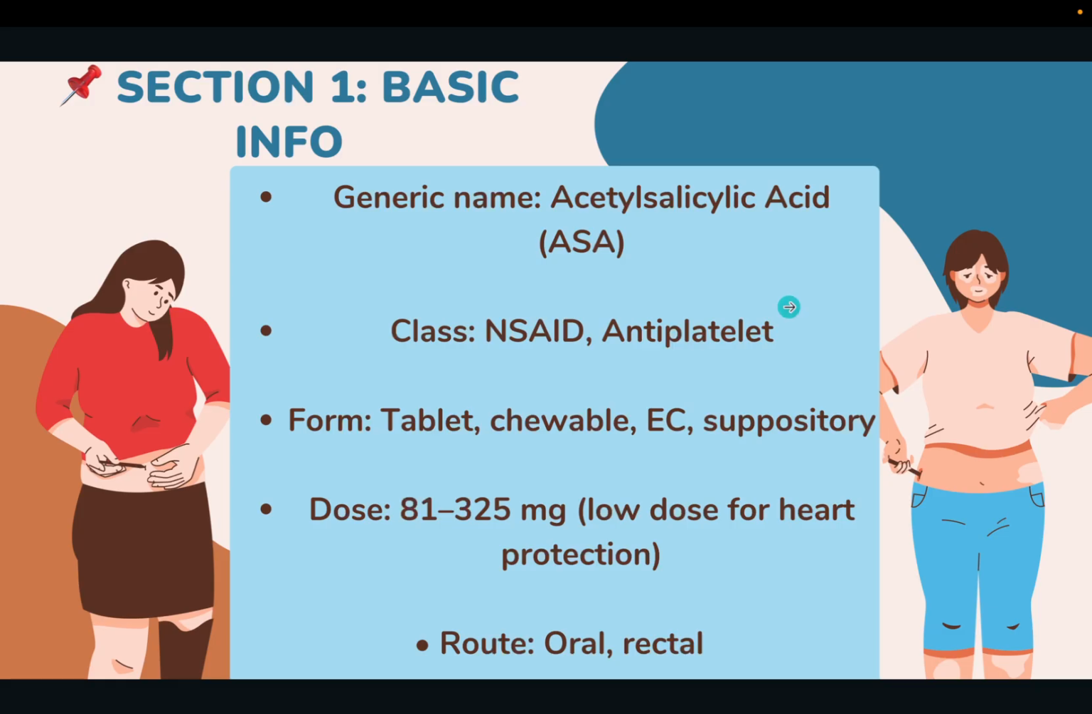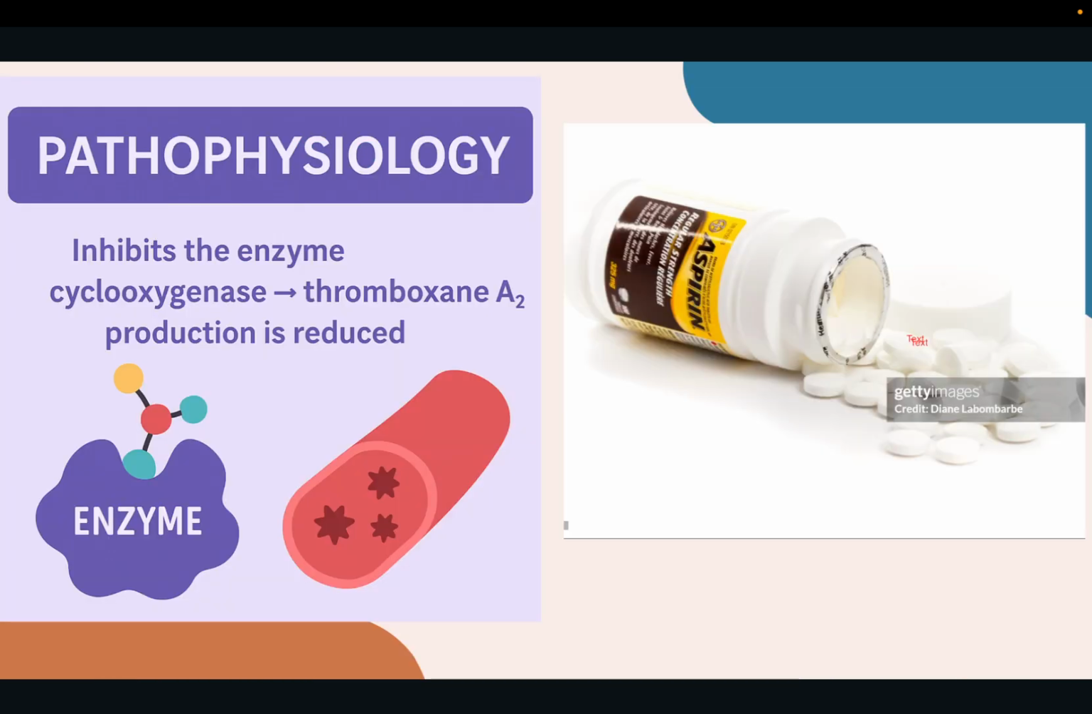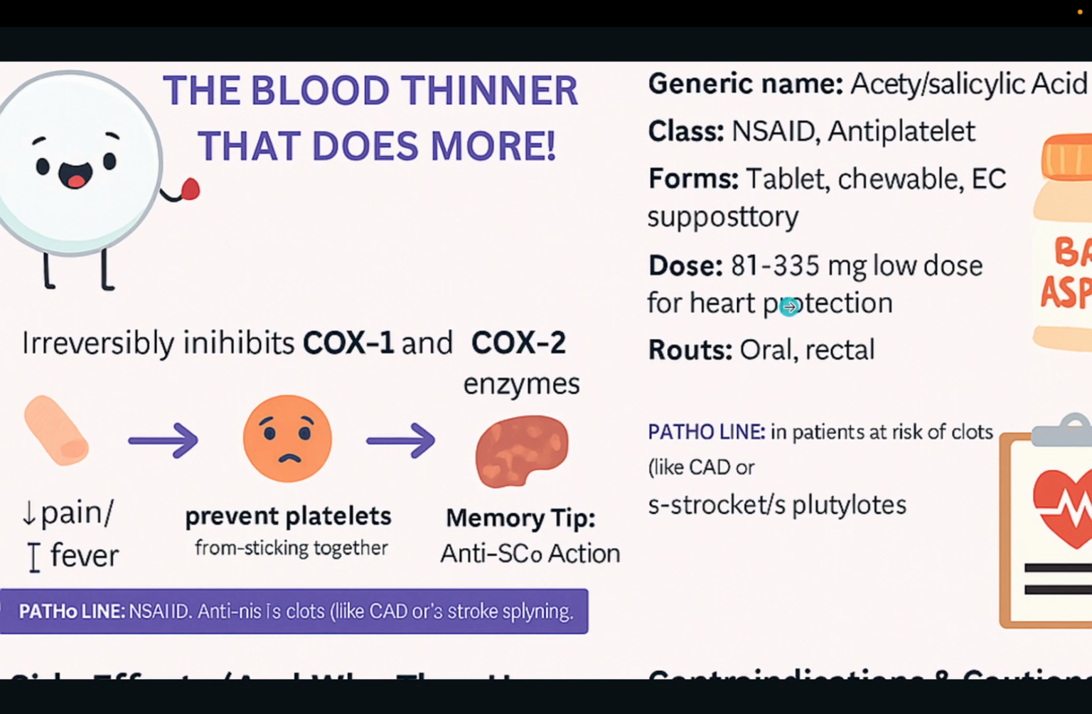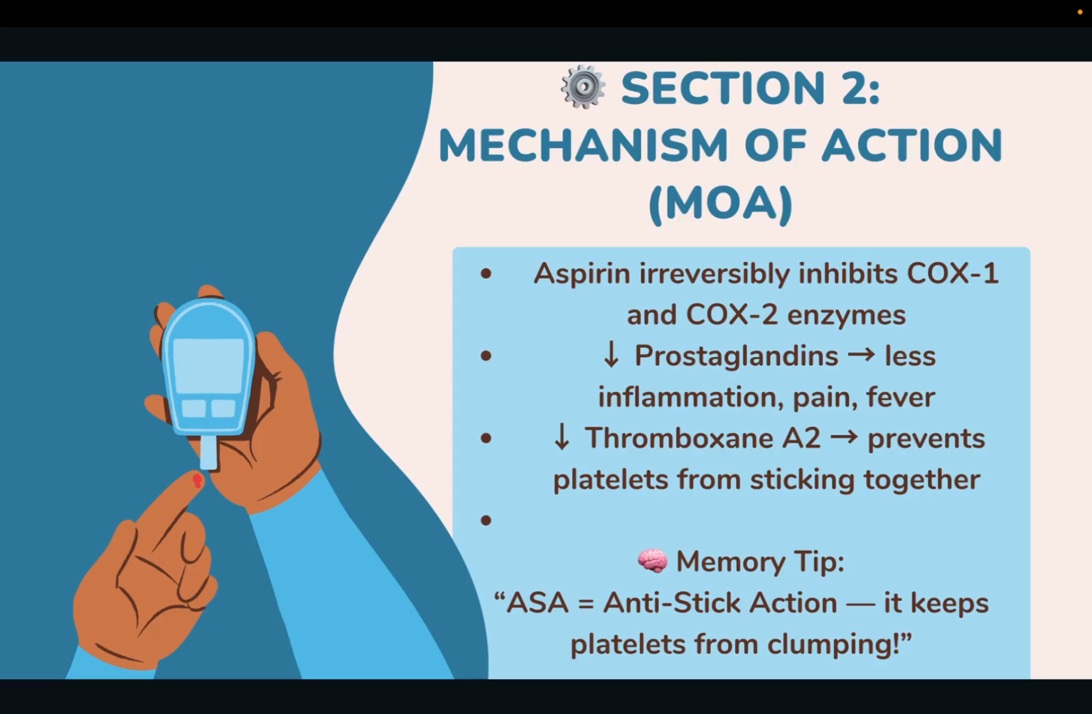So let's start. This medication belongs to the class NSAIDs and antiplatelet. It's also an antipyretic and a non-opiate analgesic. So okay, all these big words. Now, what does aspirin do in the body? It irreversibly inhibits COX-1 and COX-2 enzymes. Why these enzymes? Because these enzymes produce prostaglandins, which are responsible for inflammation, pain, fever, and platelet aggregation.